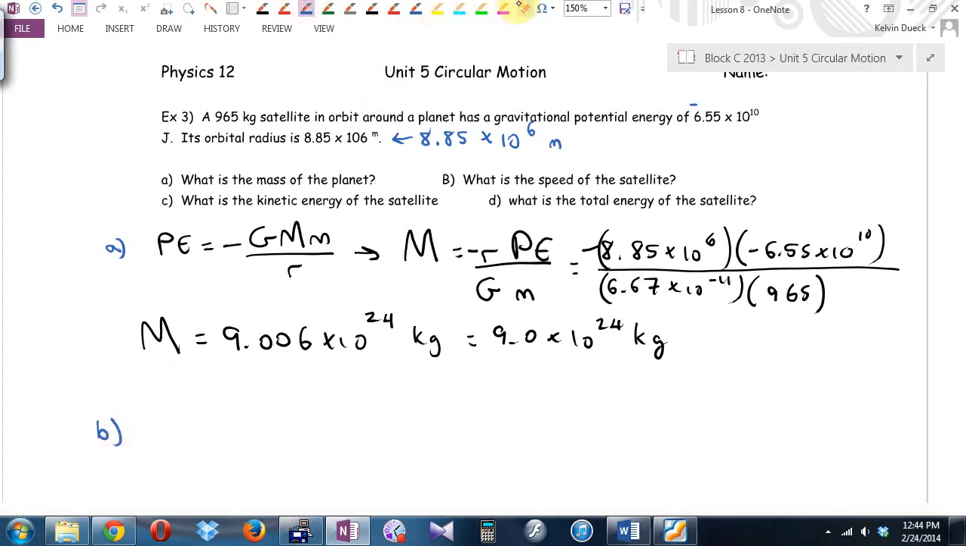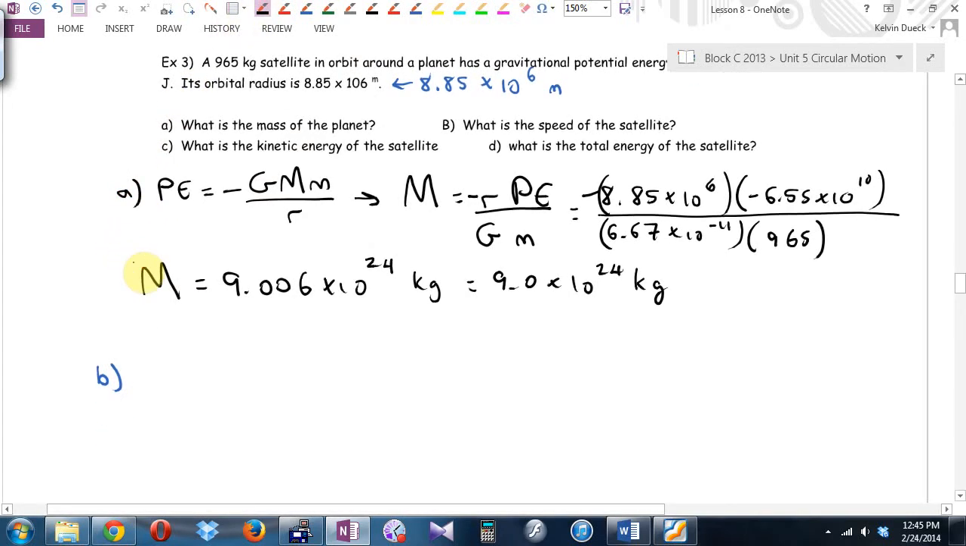B. All right, Nate, what do they want me to find in part B? Now we're in orbit. Yeah. Change colors, Mr. D. Gravity equals centripetal.